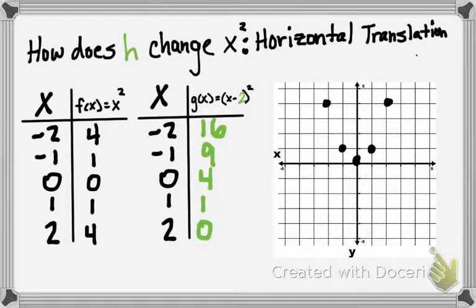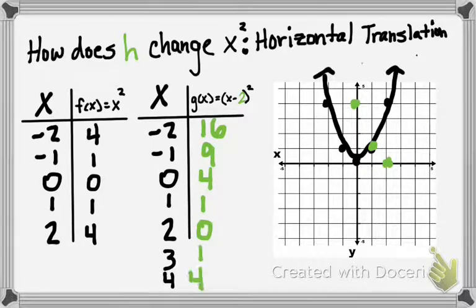On the left, I have all my points, and the graph looks like this, our parent function. If I start putting my points from the other one, 16 doesn't fit, 9 doesn't fit, but (0, 4) does, (1, 1) does, and (2, 0) does. So instead of quitting, we can keep listing points. If I plug 3 in, 3 minus 2 is 1, 1 squared is 1, and then 4 minus 2 is 2, squared is 4. So I can put those points on. And if you look at this graph, from the vertex, the (0, 0), if I go to the right 2, I end up with the new vertex of my function over here. So this is moving horizontally 2 units to the right.